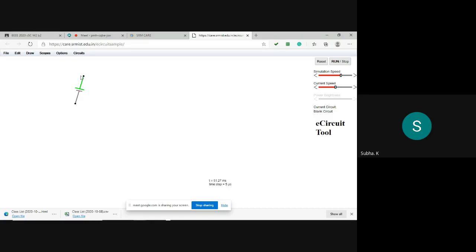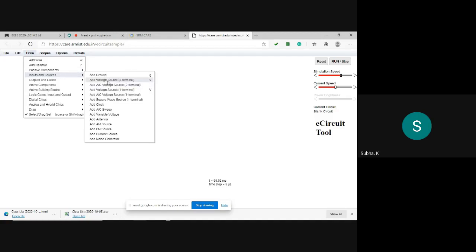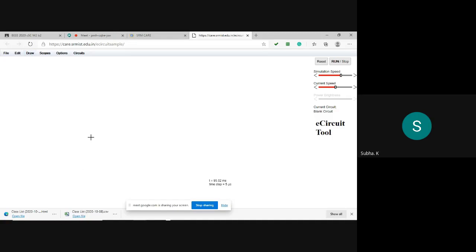One is not wanted, so I will draw, inputs and sources, add voltage, like this, and I will give escape. Then I need three resistances, so I will add resistor, three numbers, like this.